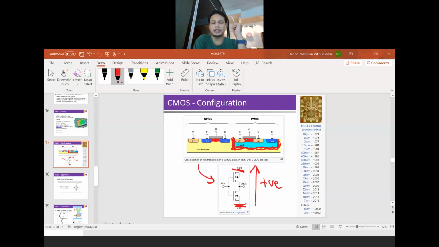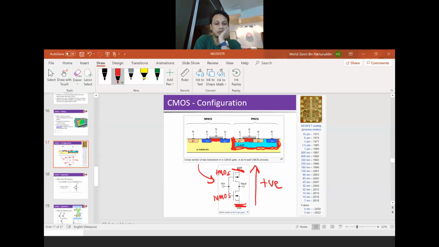Atas PMOS. Okay, atas PMOS. Kenapa atas PMOS? Arrows going out, right? So atas is PMOS. So the top one is PMOS, the bottom one is NMOS.